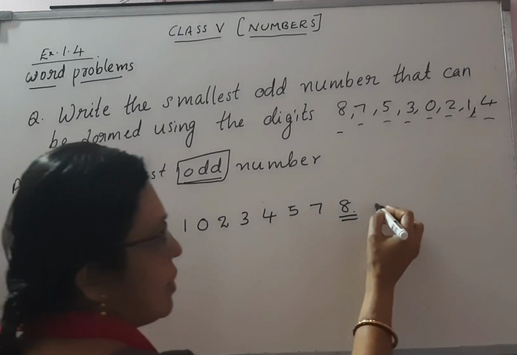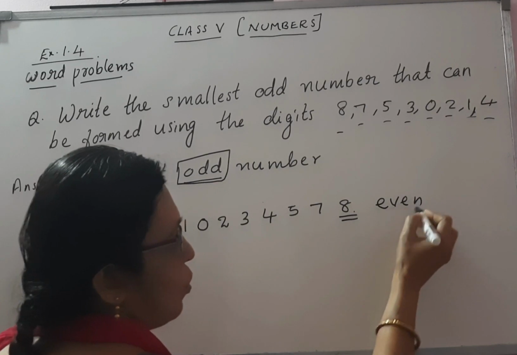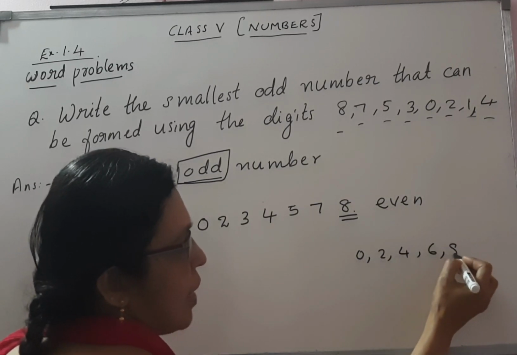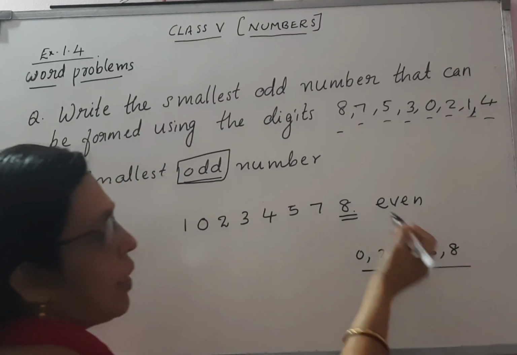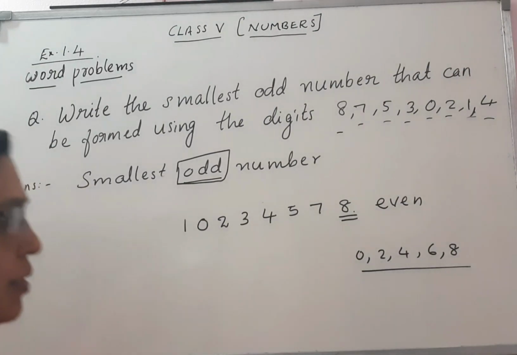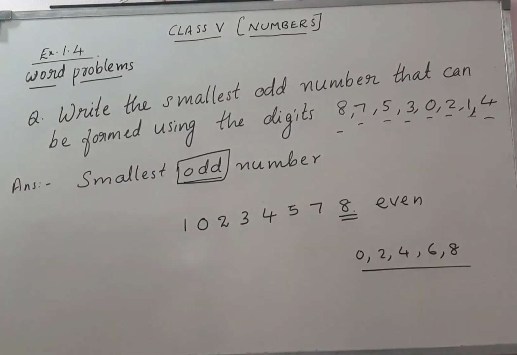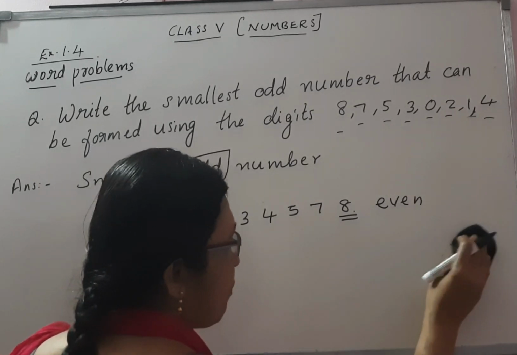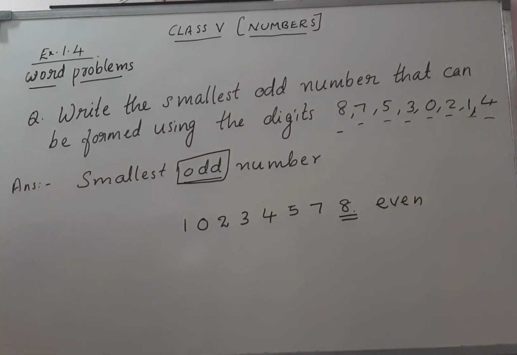If the last digit is 8, then this is what? Even. We know that 0, 2, 4, 6, 8 digits, when they come in the ones place, make those numbers even numbers. Therefore, 8 is coming in the last place, or ones place, so we can say the number formed is an even number.